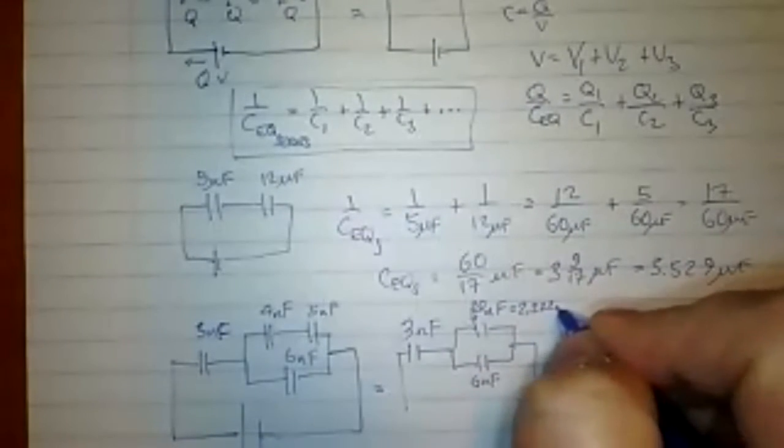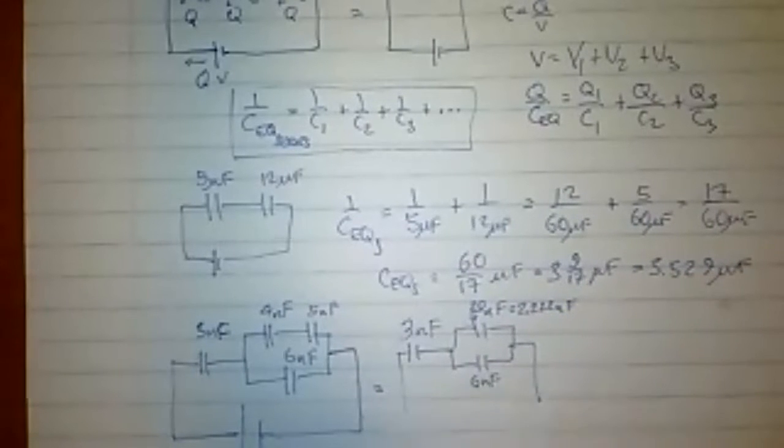2.222 nanofarads, because 9 goes into 22 times. That'd be 18, 2 left over. 2 over 9 is 0.2222. So that works that one out.